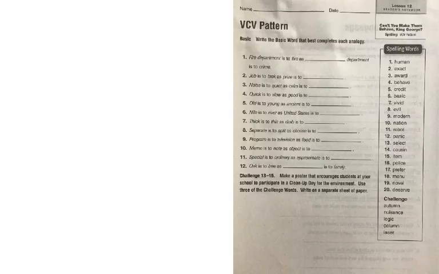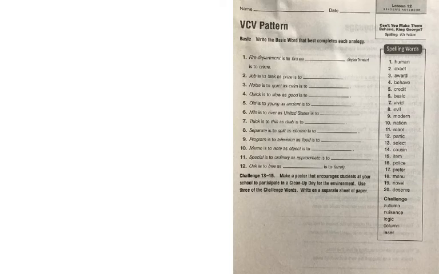Okay, today for our second page we have vowel, consonant, vowel patterns, and what you're doing here is you're writing the basic word that best completes each analogy. And remember from previous lessons that an analogy is a comparison between two things. Sometimes they are two things that are similar, a comparison of the similarities, and sometimes they can be opposites. So let's go ahead and jump right in.